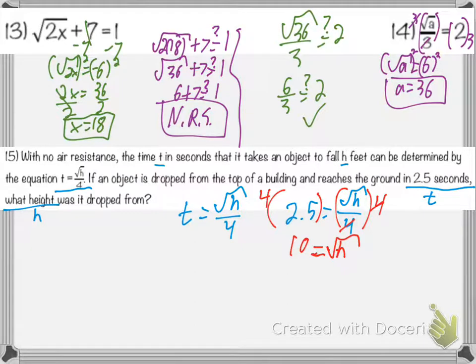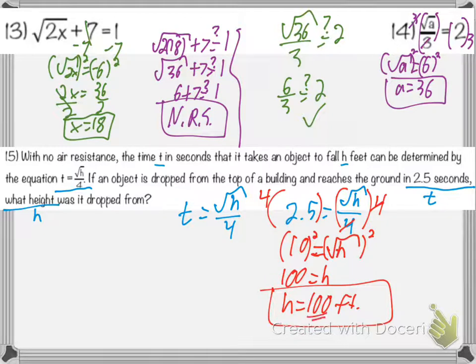So we have 10 is equal to the square root of h. We need to square both sides, undo the square root, and 100 equals h. So what was the height it was dropped from? It was dropped from 100 feet. And we can even make it like a little emoji if you wanted.